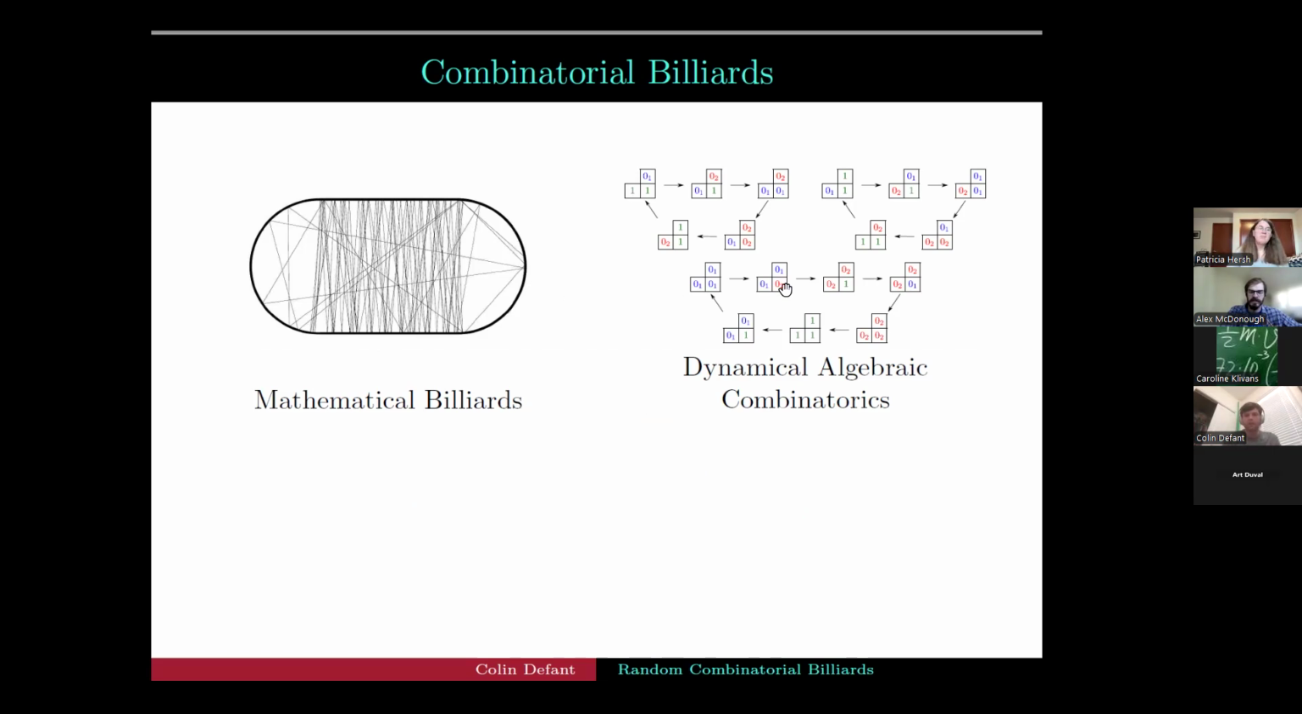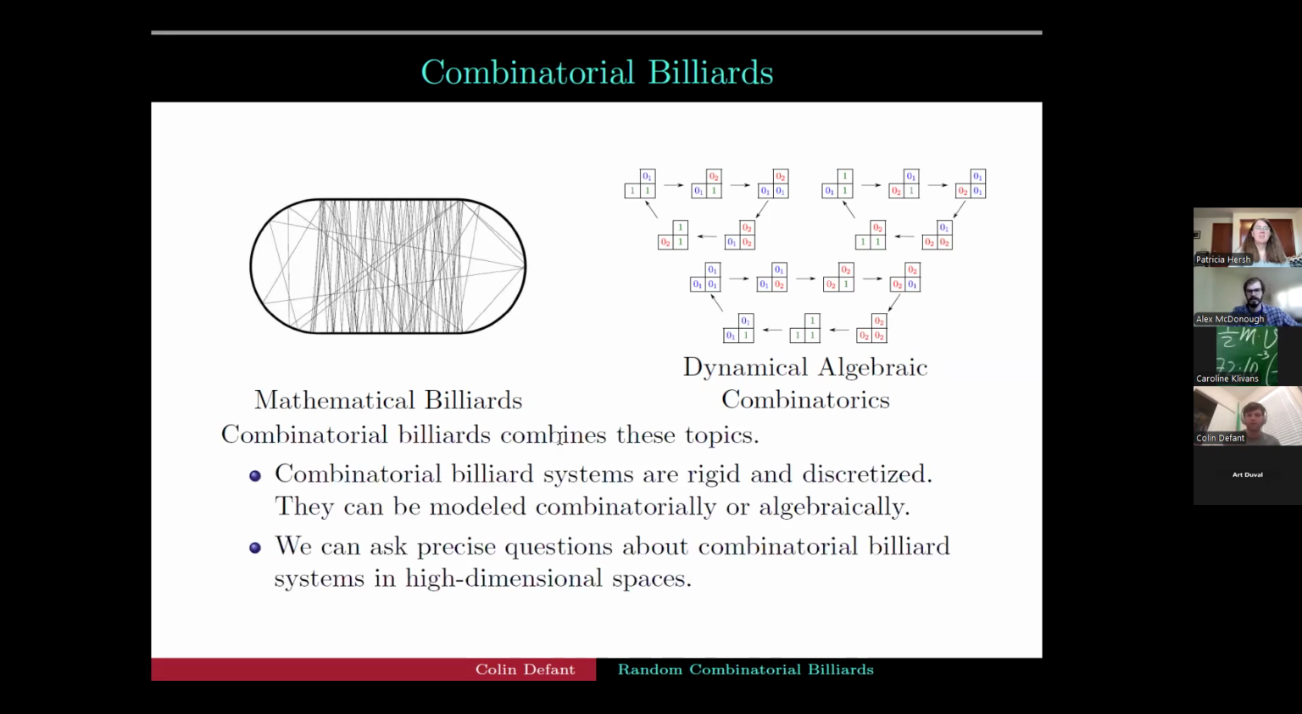And then there's a field called dynamical algebraic combinatorics that tries to study dynamical systems defined on objects of interest in algebraic combinatorics. Combinatorial billiards is going to try to merge these two areas by considering billiard systems that are, in some sense, very rigid and constrained and maybe discretized so that we can think about them combinatorially or algebraically. The questions we ask about these systems will be different from what we would ask about mathematical billiards. In mathematical billiards, you might ask, do you have any periodic orbits, or do you get chaotic behavior? Whereas in combinatorial billiards, we're not going to have chaotic behavior, and we might ask very precise questions like, what are the exact lengths of the periodic orbits?